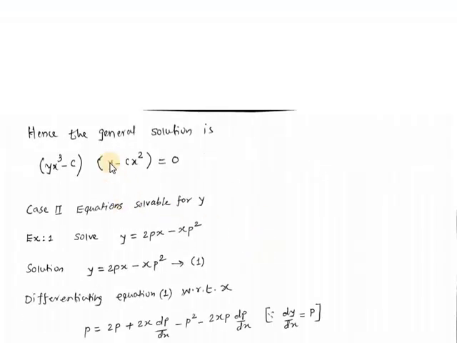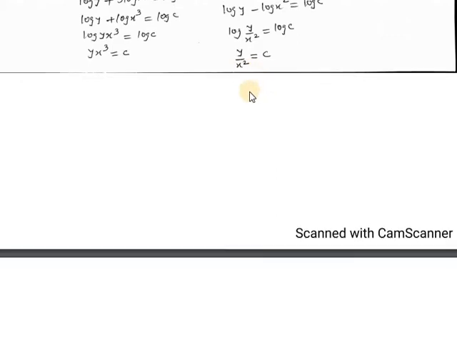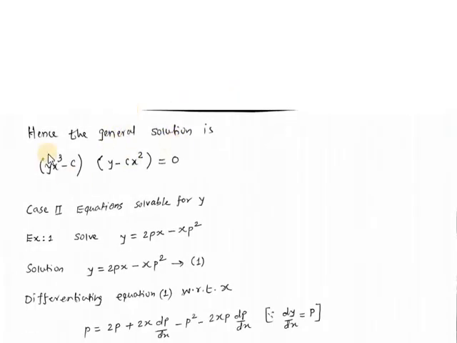Hence the general solution is given by (yx cube minus c) in one bracket into (y minus cx square) in another bracket is equal to 0. Because here yx cube minus c is equal to 0 and here y minus cx square is equal to 0. Therefore the general solution is (yx cube minus c)(y minus cx square) is equal to 0.